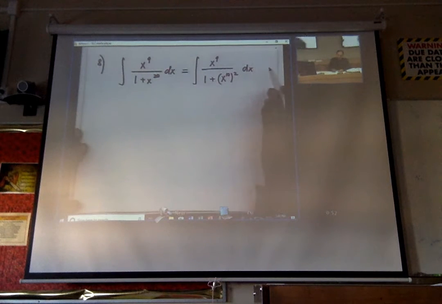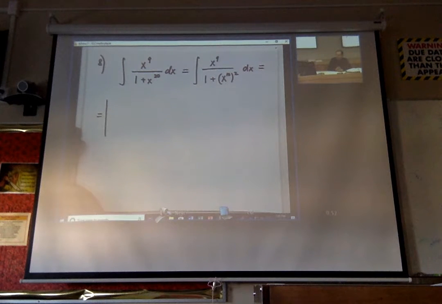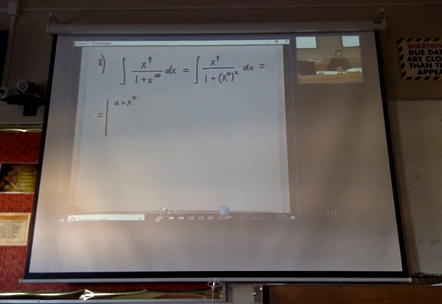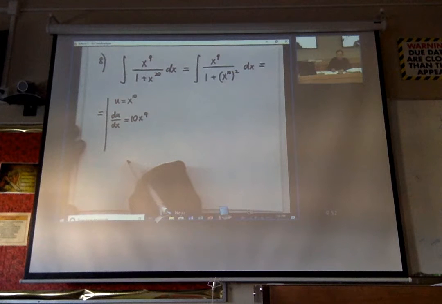So here's the question. What is my substitution? X to the 10th. That's right. Yes. So u equals x to the 10th. That's my substitution. Okay? It's difficult to see because it's hidden inside. It's not obvious. So du over dx will be 10x to the 9th, and this will help me to get rid of that x to the 9th on the top.